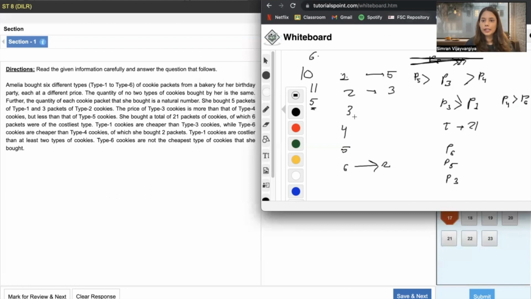So the number of cookies are 6, 5, 4, 3, 2, and 1. Great. Okay. The total comes out correctly. This is the number of cookies of different types that she bought, and we have to allot. We know type 1 had 5, type 2 we have 3 cookies, type 6 we have 2. Okay. Another cheapest of the cookies that she bought. Okay. So I think we need to erase this.